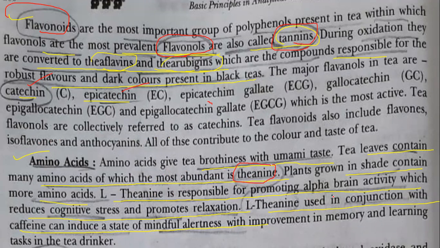L-theanine is responsible for promoting alpha brain activity, which reduces cognitive stress and promotes relaxation. L-theanine used in conjunction with caffeine can induce a state of mindfulness and alertness, with improvement in the memory and learning of the tea drinker. As we know, most of the time if you feel anxious, most people drink tea to feel fresh. And the reason is this one.